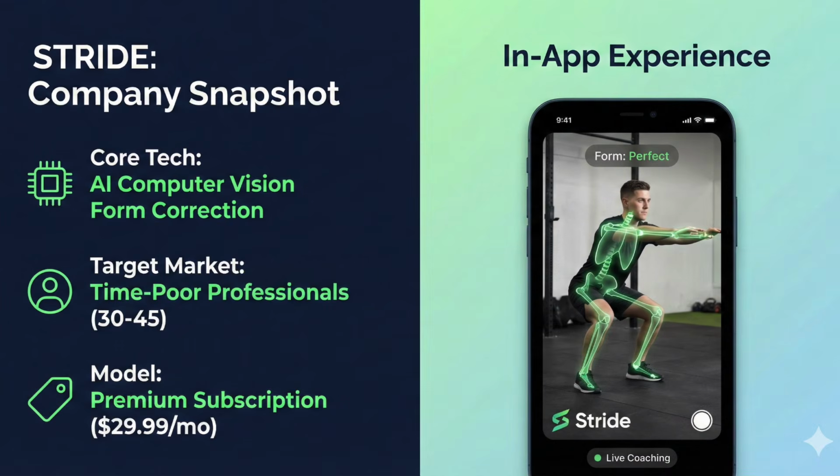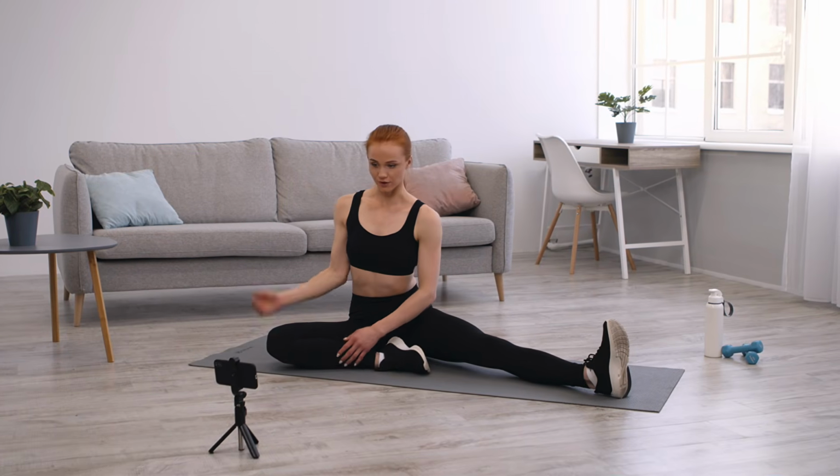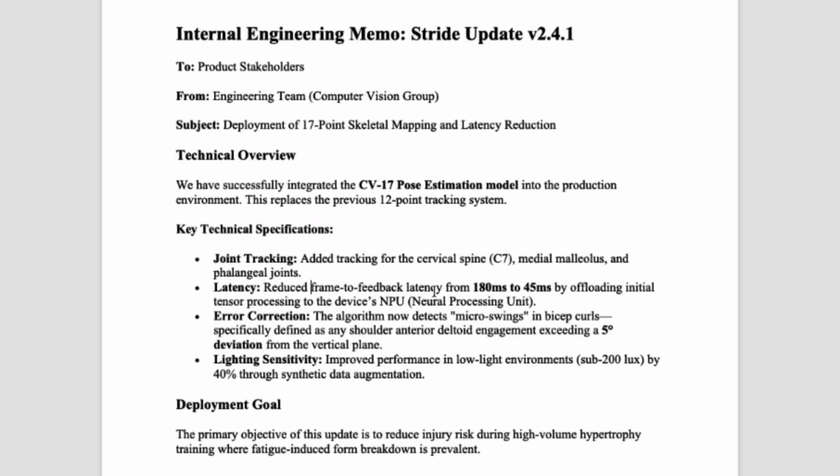So here's our problem. We have a fitness app called Stride. It uses the camera on your phone to track your movements to make sure you're doing them correctly. Our engineers just sent over this technical jargon about tensor processing and skeletal mapping. To a customer, this is gibberish. And to a marketer, this is a headache.